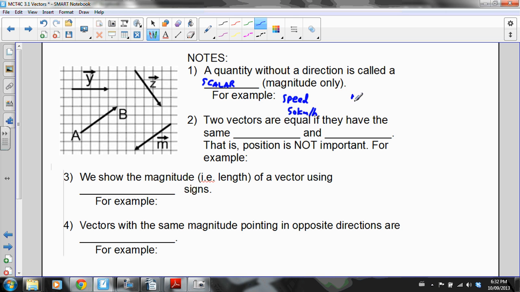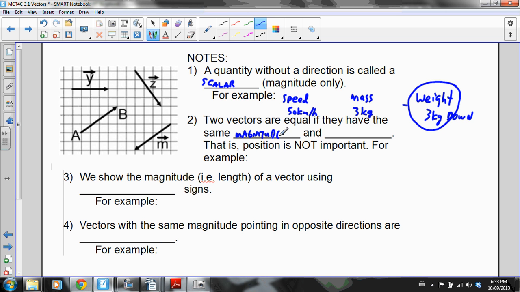Another one that's pretty neat is mass. Mass, which is in kilograms, doesn't have a direction, where weight is pulled upon by gravity. So weight of 3 kilograms down or towards the middle of the earth or whatever is a vector quantity. Mass is a scalar, weight is a vector. Okay, two vectors are equal if they have the same magnitude and direction. That makes sense.